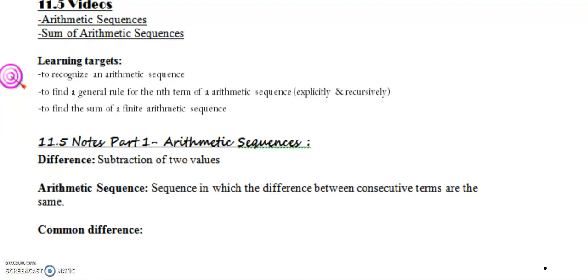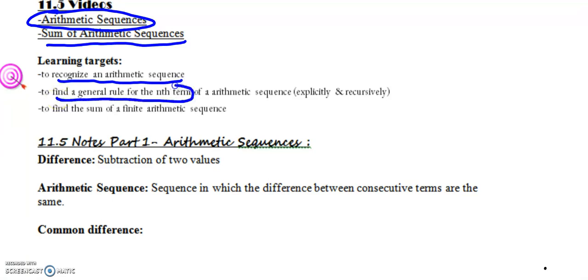Hello everyone and welcome to 11.5 part 1, and we're going to be talking about arithmetic sequences today. The second video, 11.5 part 2, will be about finding sums of arithmetic sequences. Our goals are to recognize an arithmetic sequence and to find a general rule for the nth term, and this we have already done through explicit and recursive rules, so that will come back here. Again, the second video will focus on finding the sum of arithmetic sequences.